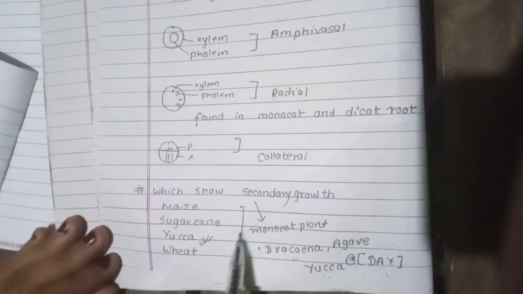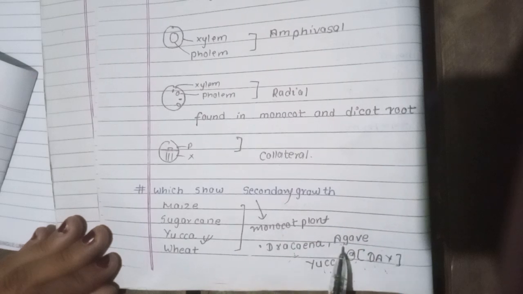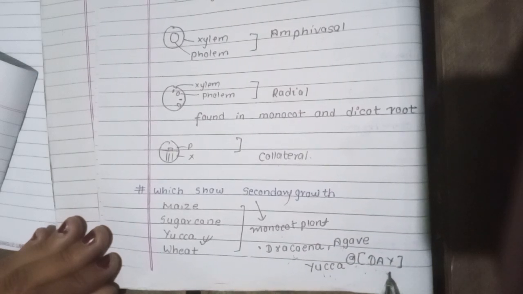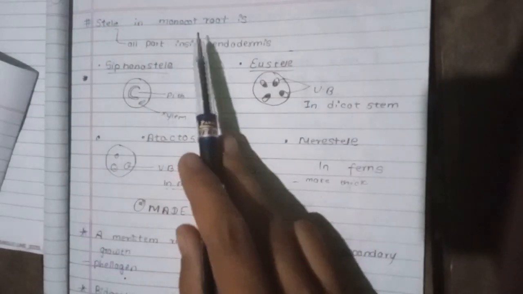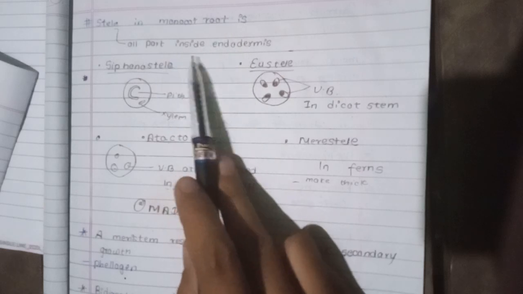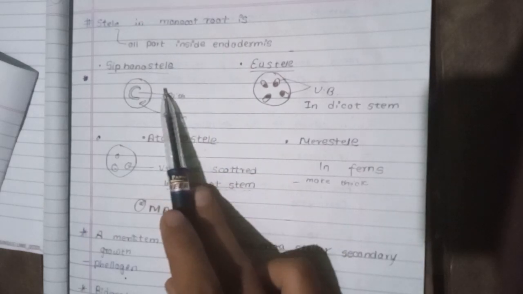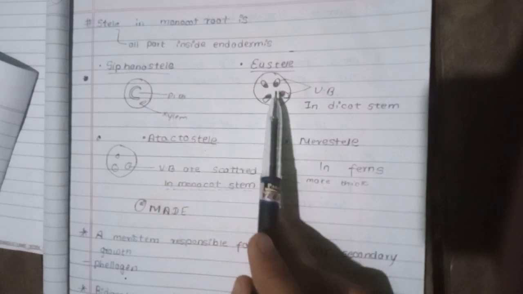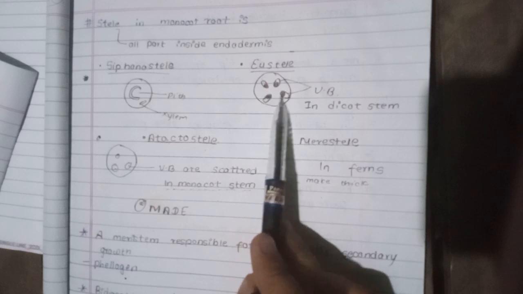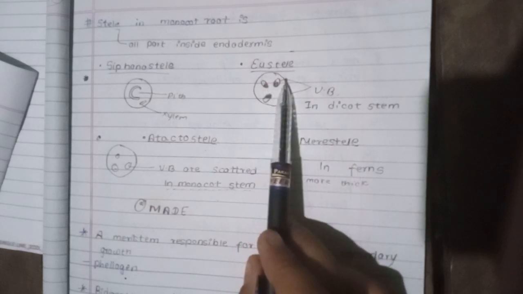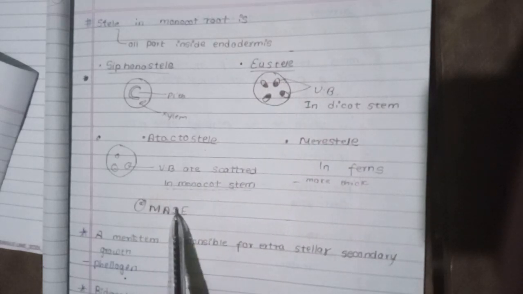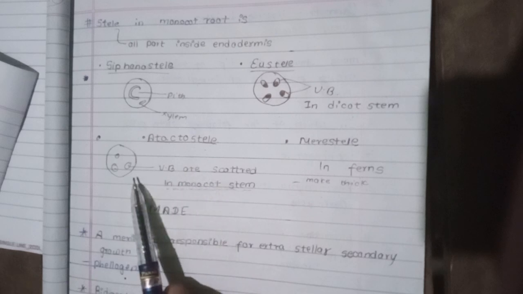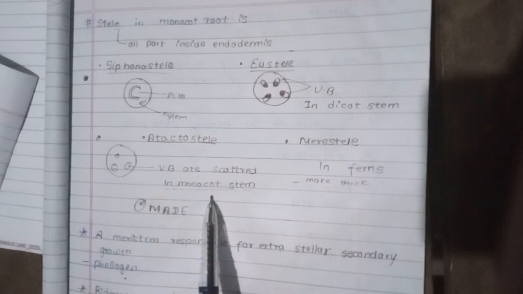We saw secondary growth in yucca. The monocot plants showing secondary growth are Dracaena, Agave, and Yucca. Stele in monocot root is all the part inside the endodermis. If there is a pith, that is called eustele or atactostele: eustele if the vascular bundles are arranged in a ring in the dicot stem, and atactostele if vascular bundles are scattered. It is found in the monocot stem.